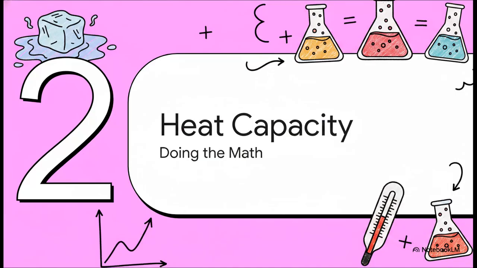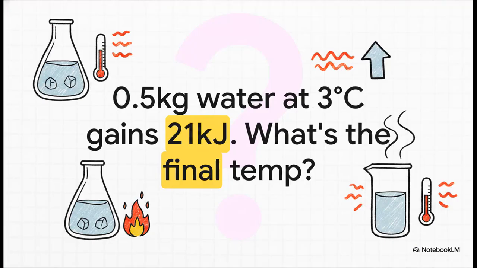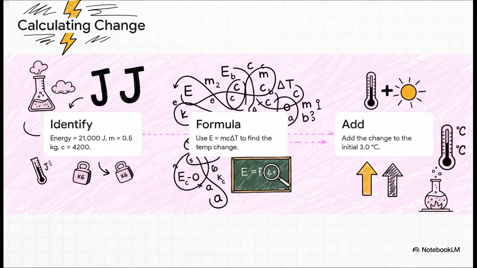Moving on to Section 2, step-by-step heat capacity, doing the math. Okay, let's put this thermal sponge idea to the test with some actual math. Here's a direct challenge straight from the source paper. Imagine we've got a beaker containing 0.5 kilograms of water, sitting at a pretty chilly 3.0 degrees Celsius. We heat it up, pumping an extra 21.0 kilojoules of energy into that water. We know water's specific heat capacity is 4,200 joules per kilogram degree Celsius, so what is our final temperature going to be? Now, the trick here is to never rush the math.